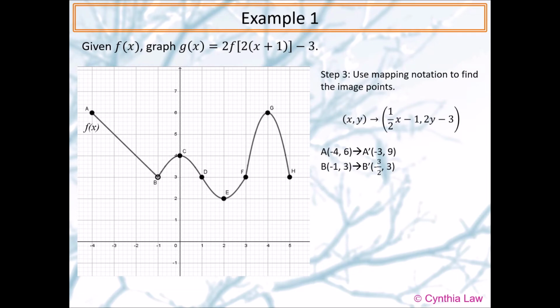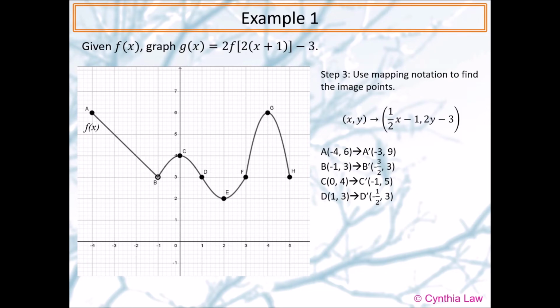For point B, we start with -1, multiplied by 1/2, so we have -1/2, subtract 1, so we have -3/2. For the y-coordinate, we start with 3, multiplied by 2, we have 6. 6 subtract 3, we have 3. For point C, 0 times 1/2 is 0, and then subtract 1 gives us -1. 4 times 2 is 8. 8 subtract 3 is 5.